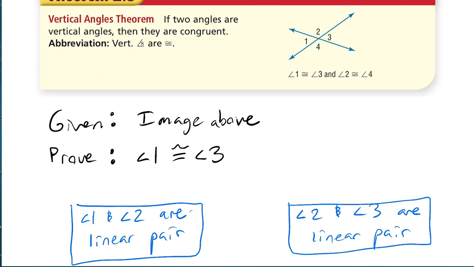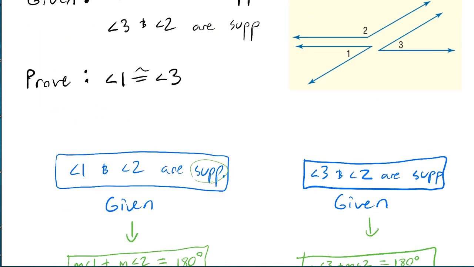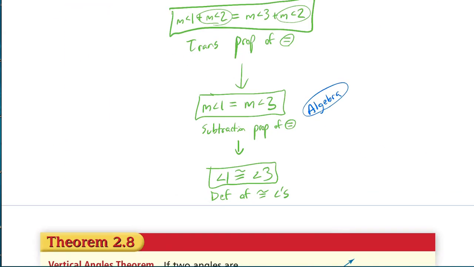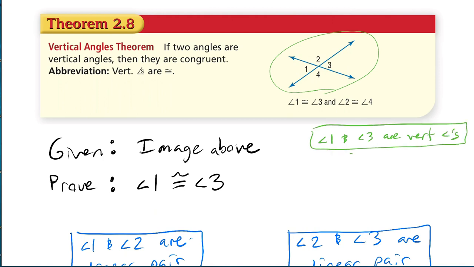And now there's 2 ways you can be given information. You can be given information either in writing, and that's what, often we say we were given they're supplementary because literally it was written that these angles are supplementary. But with linear pairs, that's something that you see a picture, or vertical angles too. You see a picture and you go, oh, look, angle 1 and angle 3 are vertical angles. And then you would say the reason is that is given by the diagram, right? You see in the picture that they are.